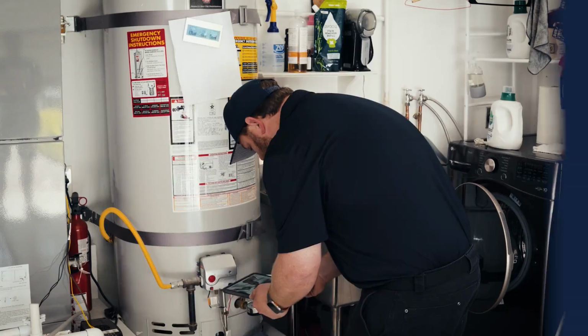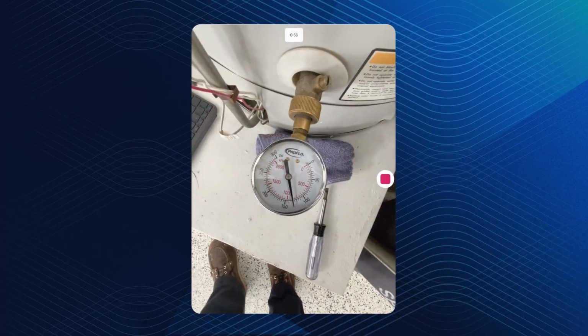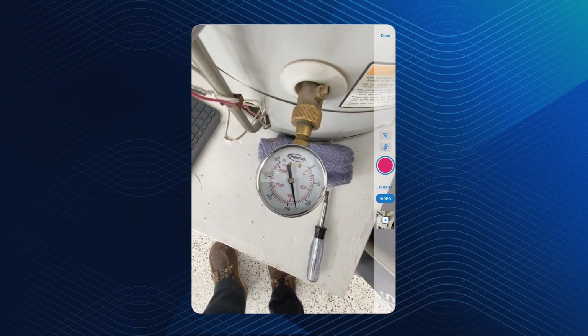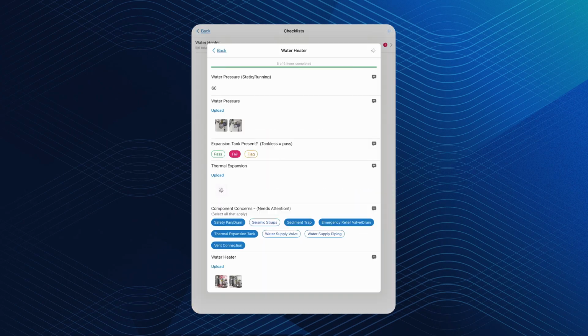Now we're back to the thermal expansion, which has reached way beyond what we would ever want in a residential plumbing system. So we'll attach that video. And now we have everything we need.